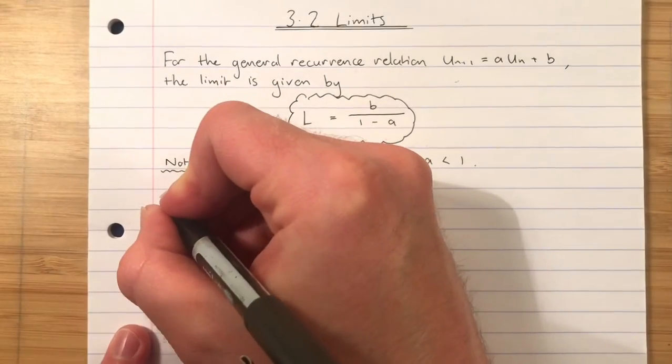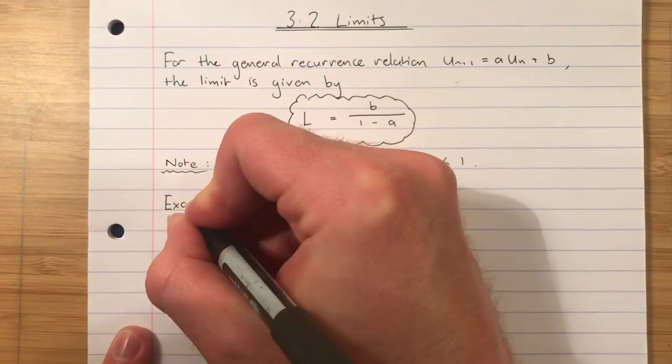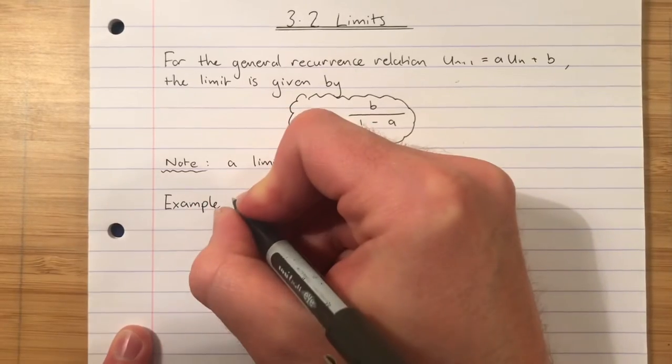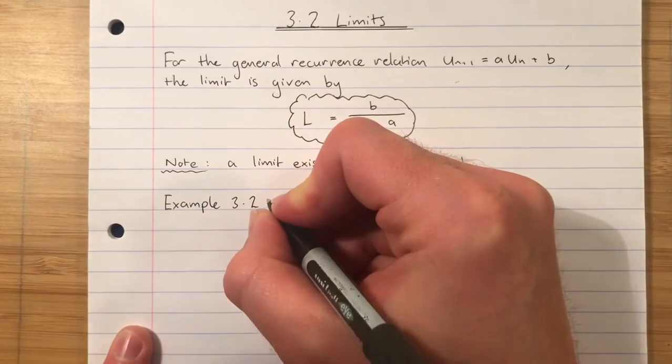Okay, let's just do an example. I'll show you the types of things you might be asked. So I'm going to do 3 examples here, so this might take a wee while. Example 3.2a.